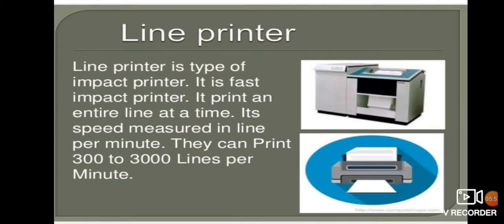Next in the category of impact printers are line printers. A line printer is a type of impact printer. It is a fast impact printer. It prints the entire line at a time.